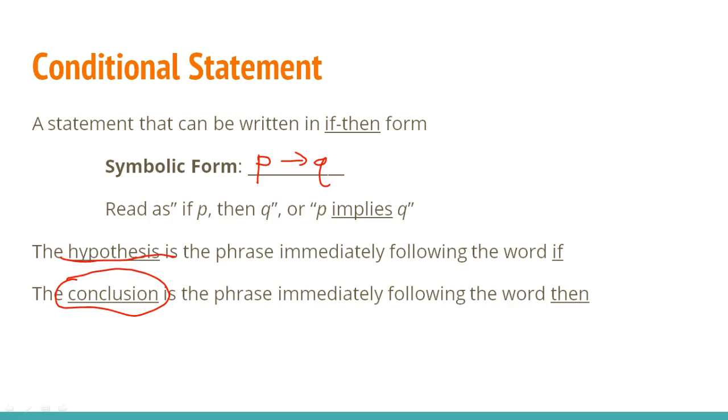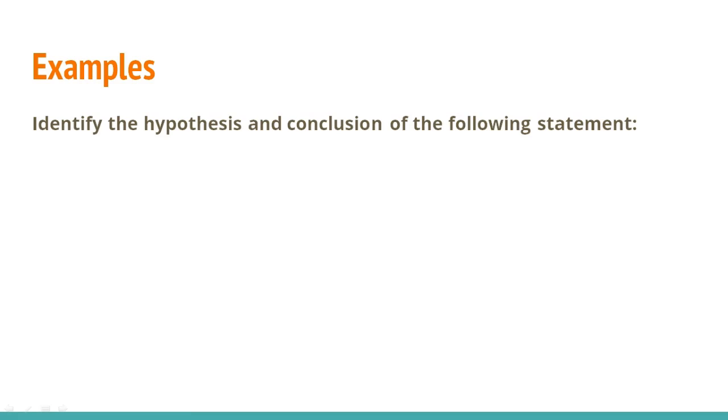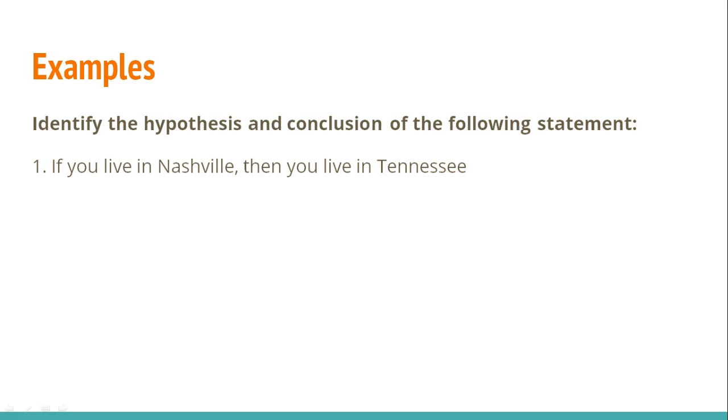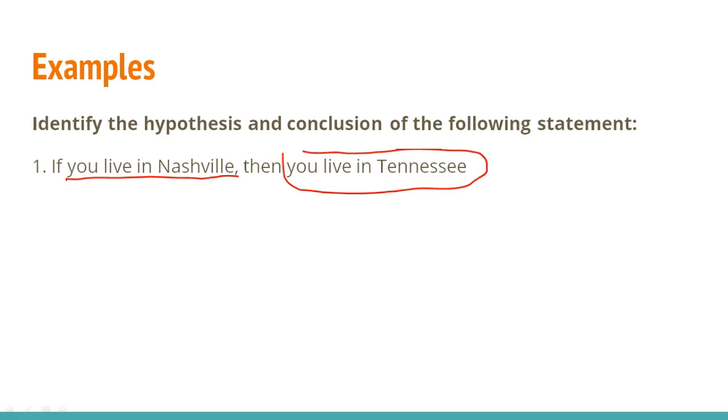So let's take a look at one example of a conditional statement. I want you to identify the hypothesis and the conclusion of this statement. If you live in Nashville, then you live in Tennessee. So if we look closely, the part immediately following the if says you live in Nashville. Okay, so that's our hypothesis here. After the then, it says you live in Tennessee. So if I'm living in Nashville, then it has to be true that I live in Tennessee. And this happens to be true, so our truth value for this statement would also be true.